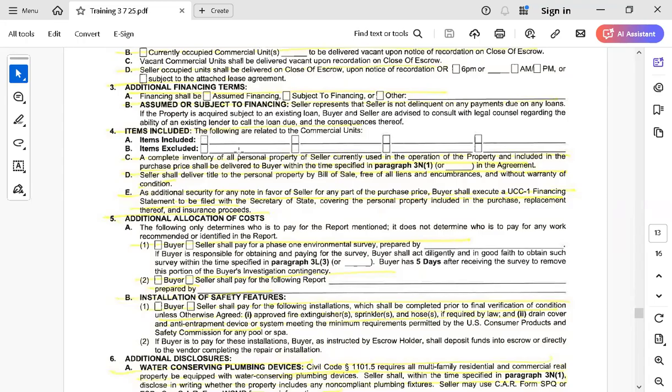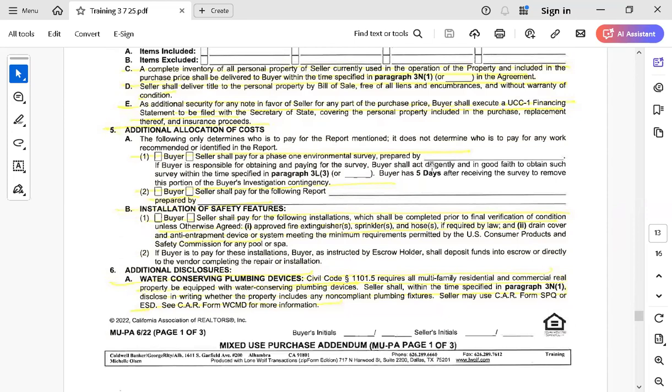It's the same thing here. Are there items included or excluded? Additional allocation of costs. The buyer or seller shall pay for a phase 1 environmental survey. Probably because it's a mixed use building, they've added that in. We always recommend that you do consider having a phase 1 report because it's all connected. A lot of these mixed use buildings, you drive up Valley, you drive anywhere around here, they are connected.